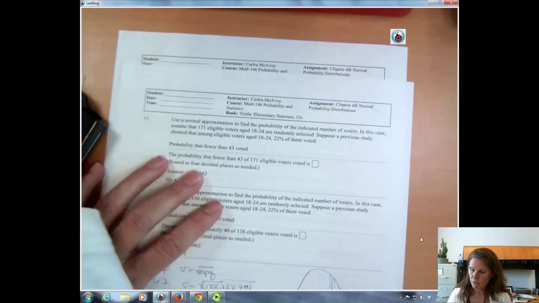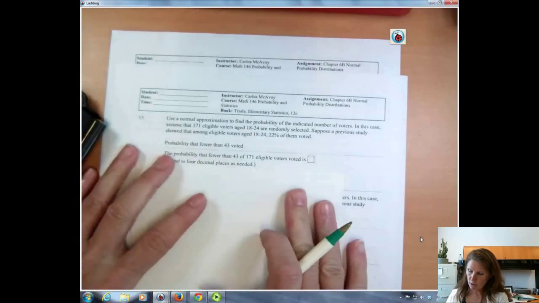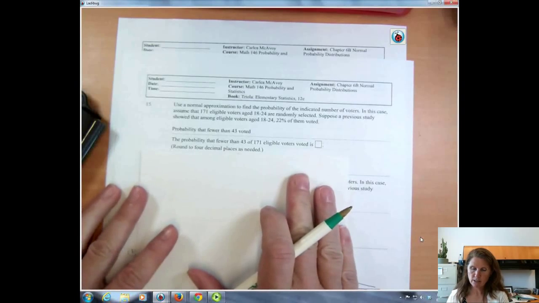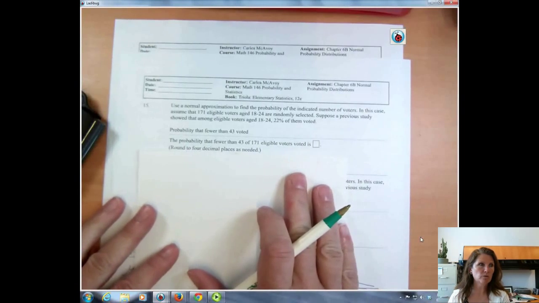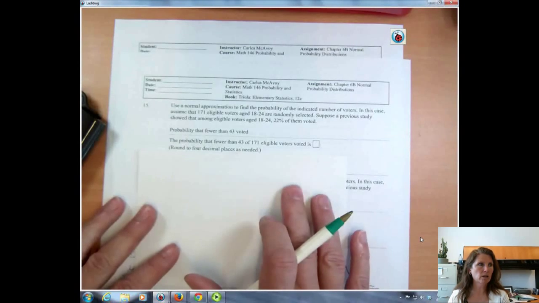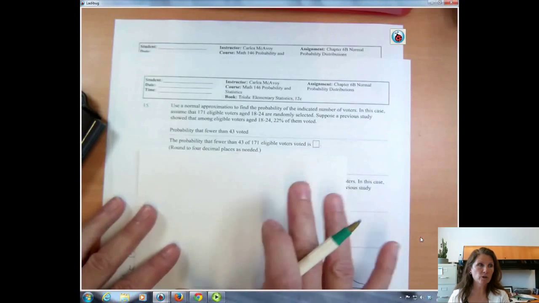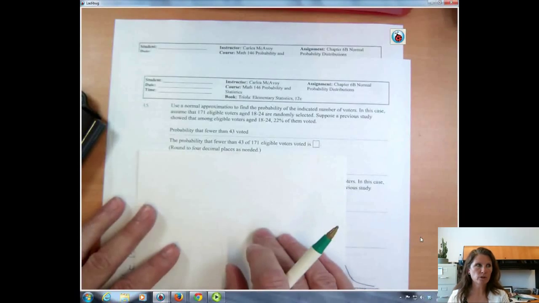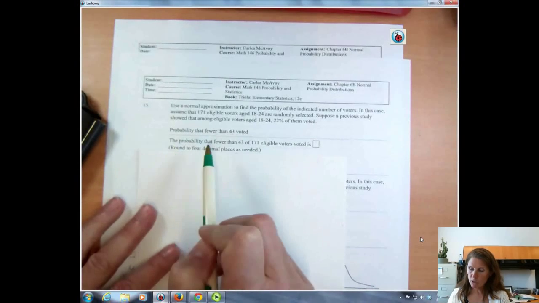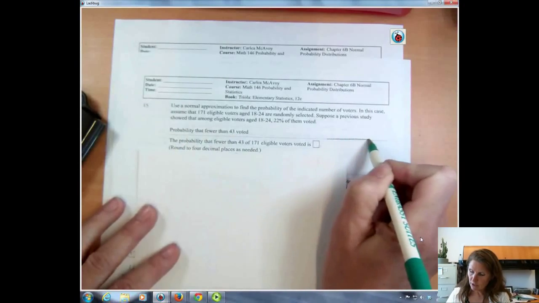Okay, so number 15, use a normal approximation to find the probability of the indicated number of voters. In this case, assume that 171 eligible voters aged 18 to 24 are randomly selected. Suppose a previous study showed that among eligible voters, 22% of them voted. Find the probability that fewer than 43 voted. We want to do a normal distribution like we have been doing.